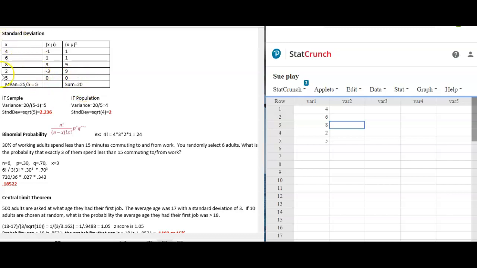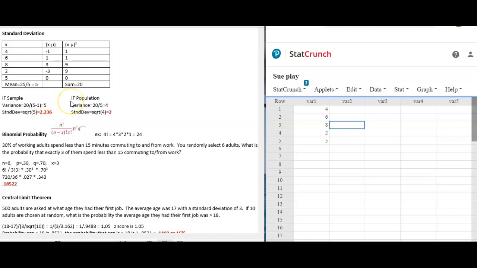Now, if this is a sample, we divide by our sample size minus 1. Counting our values, 1, 2, 3, 4, 5, we have 5 x values, so our sample size is 5. We subtract 1, which is 4. So we have 20 divided by 4 is 5. That's our variance, and we take the square root of it, which is 2.236.